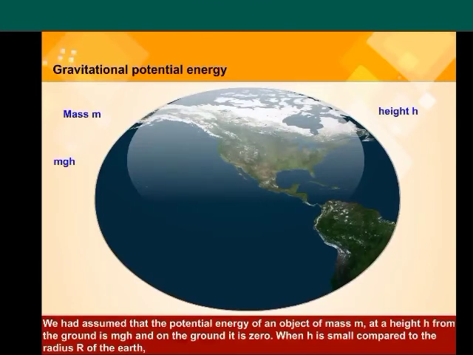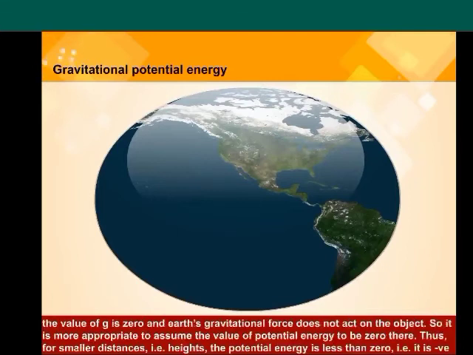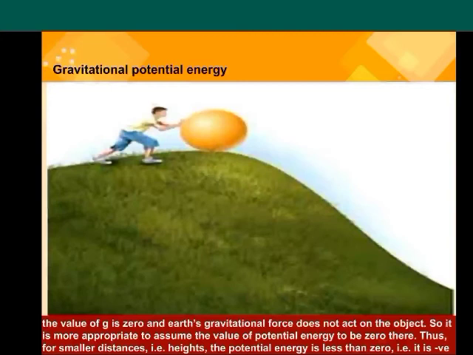When h is small compared to the radius r of the Earth, we can assume g to be constant and can use the above formula mgh. But for large values of h, the value of g decreases with increase in h. For an object at infinite distance from the Earth, the value of g is 0, and Earth's gravitational force does not act on the object. So it is more appropriate to assume the value of potential energy to be 0 there.